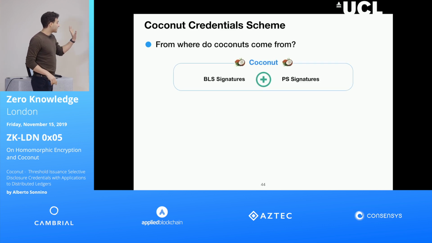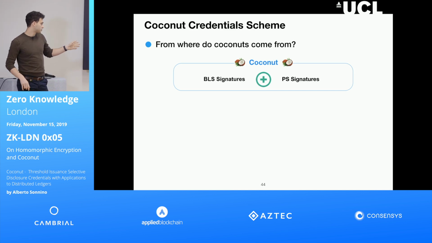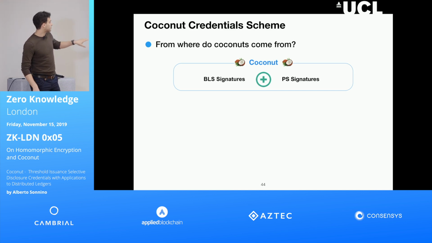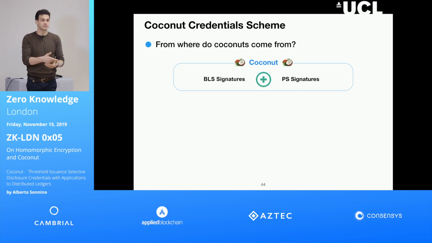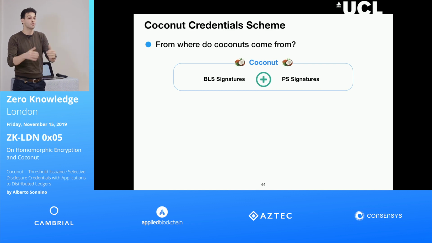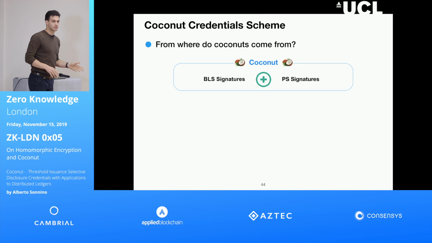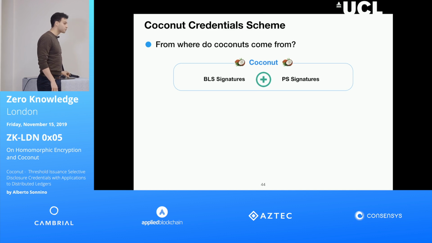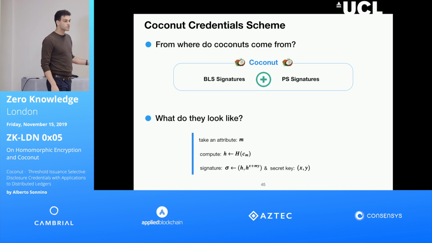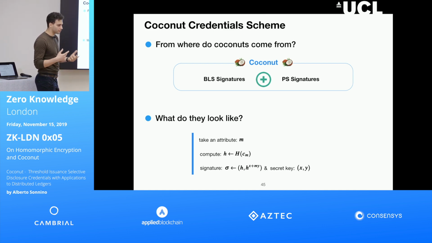At the heart, Coconut is a mix of PS signatures and BLS signatures. It relies on the structure of PS signatures, and it makes it deterministic over multiple authorities, since we don't want those authorities to communicate with each other, using the BLS trick of hash to point. I generally tend to have no math on the slides. I've been told that is not how you get popular, but I just put this one. Basically, this is a very quick view on how it works.